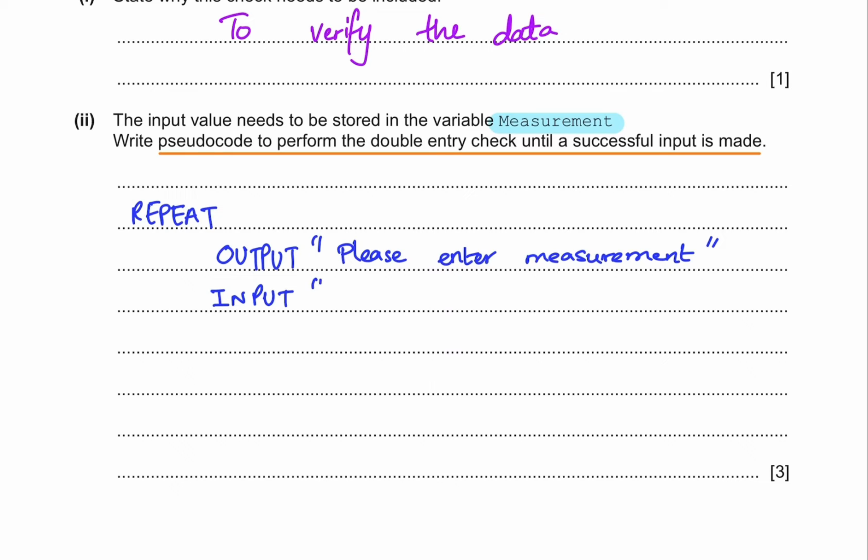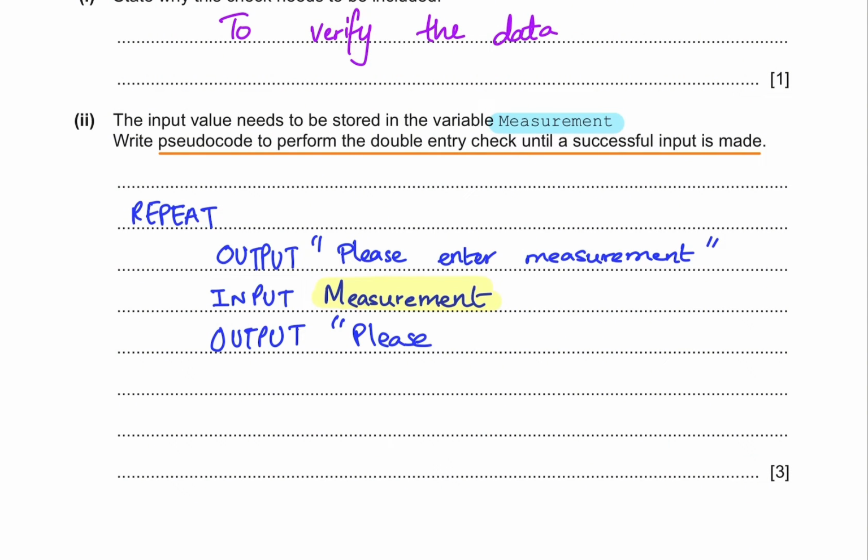The second message will be input. You have to input the measurement. The name of the variable is measurement. I will highlight this in yellow because this is the name of the variable. After you input the measurement, again a message will be output.